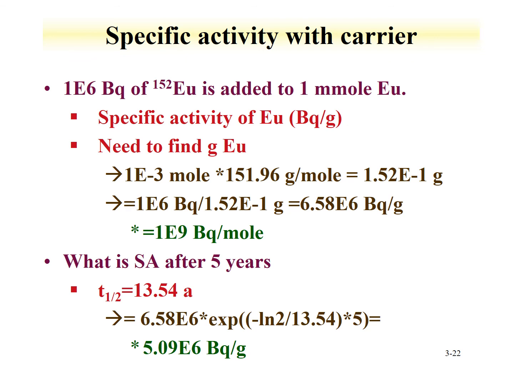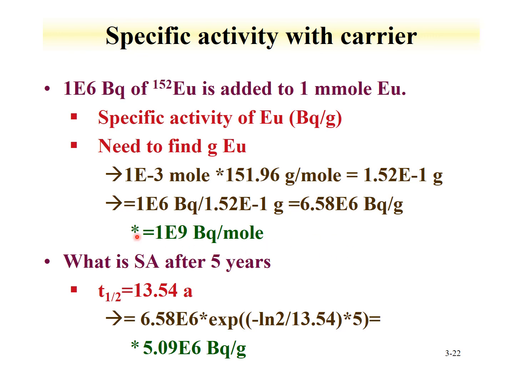So now if I counted a sample and I knew the counts, I could use that to determine the grams of europium that I recovered. I could also state, well, if I have 1 × 10⁶ becquerels divided by 1 × 10⁻³ moles, I get 1 × 10⁹ becquerel per mole. So I can also evaluate the europium concentration in terms of moles.